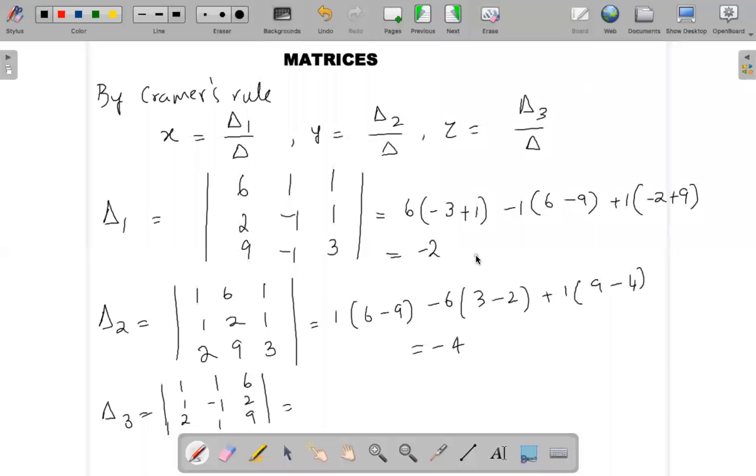This will be delta 3. Let us find that. So it is 1 times (minus 9 minus 2), and then afterwards you get minus 1 times (9 minus 4), and this is plus, this is minus 1 plus 2. So you get minus 6.